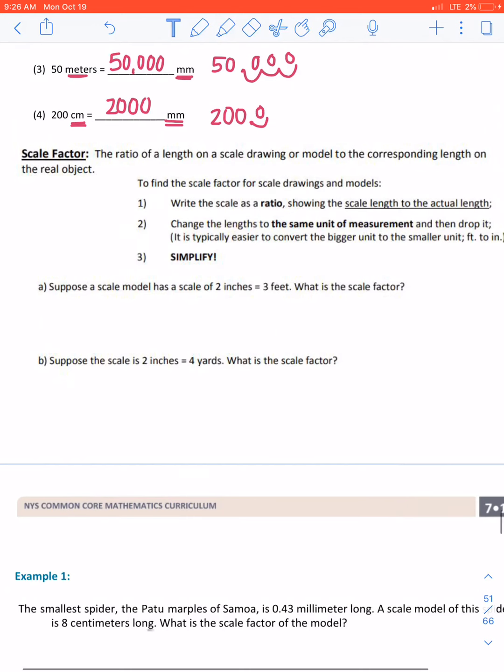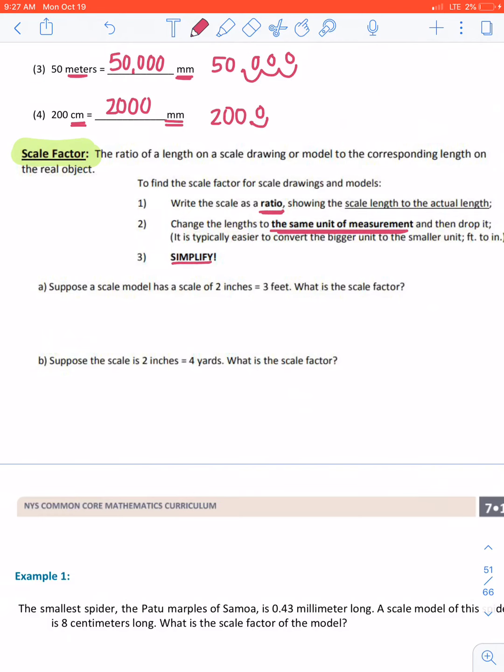Let's read. How are we going to find a scale factor? So scale factor is what we were talking about last week. It's the ratio of the length on the scale drawing to the corresponding length of the real object. So I have here 3 different steps to find this. First, you're going to write it as a ratio. Okay, you're going to write drawing over actual. Then you're going to convert it to the same units of measure. And then you're going to simplify. So let me show you how to do that.